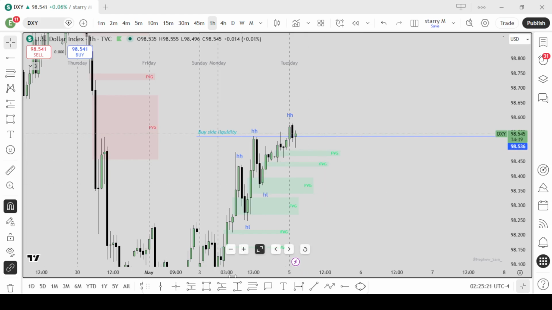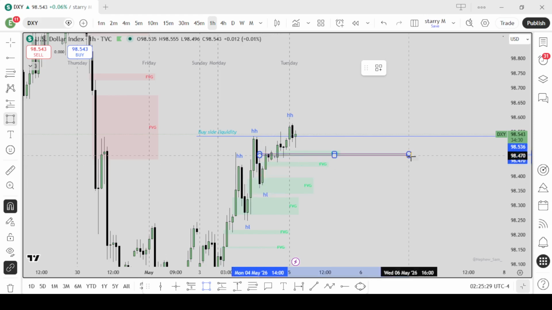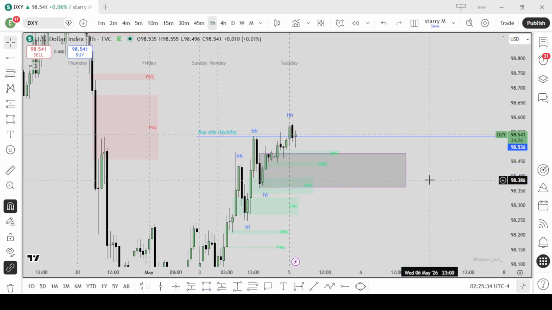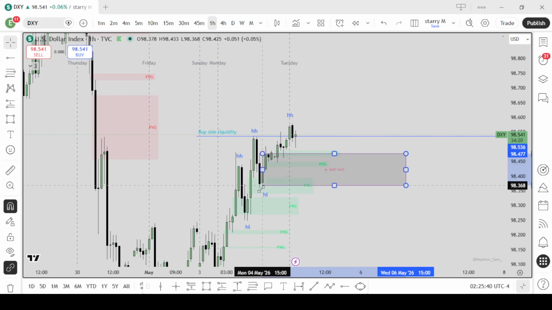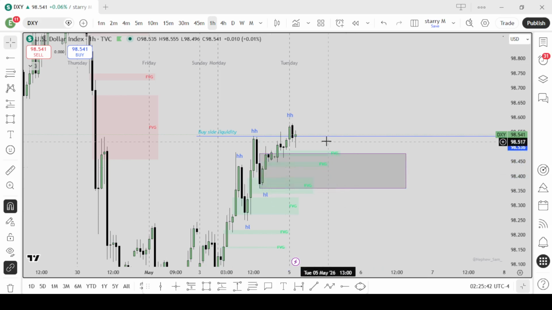We could just make this our area of interest. This one, this order block would be our area of interest. Once price comes here, we wait for the market structure shift on the 5 minutes. And then we continue buying.